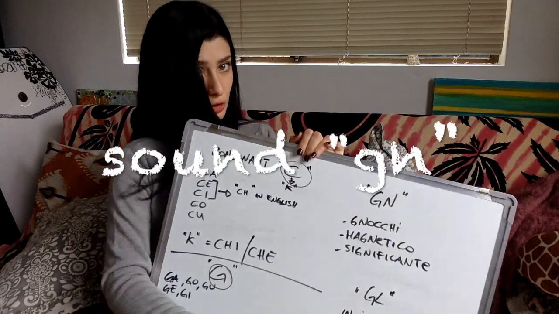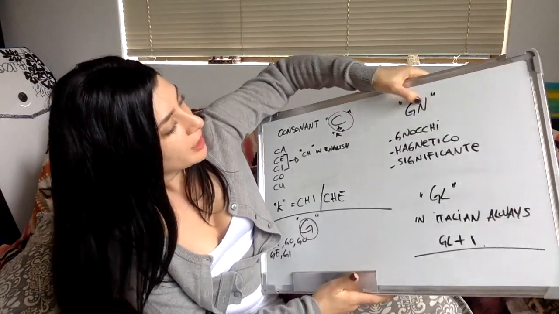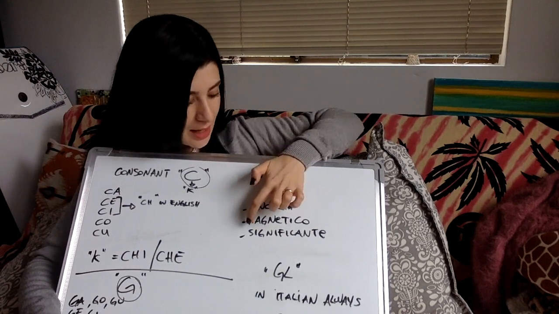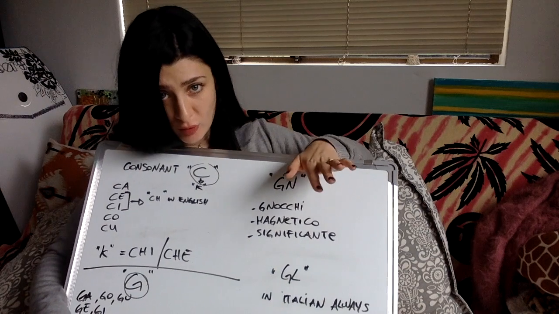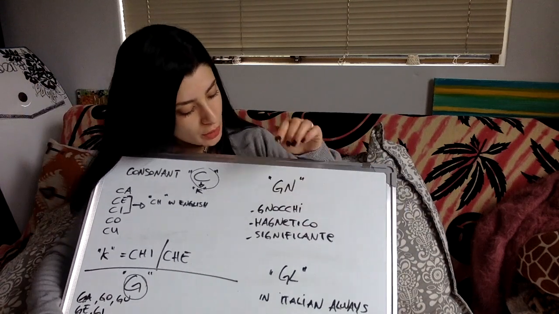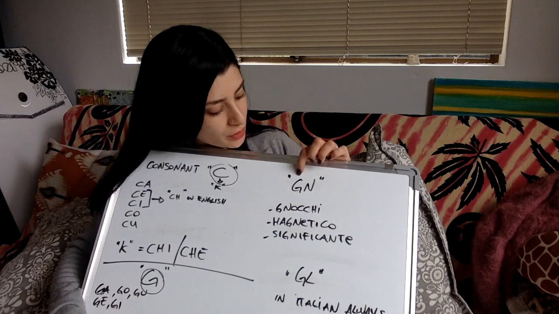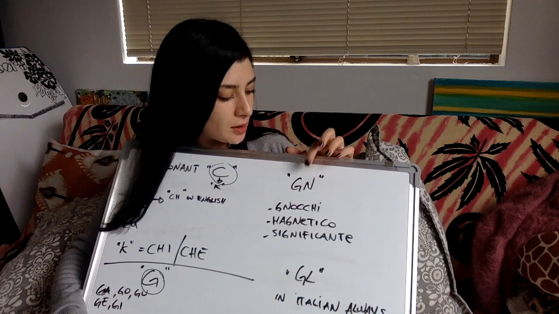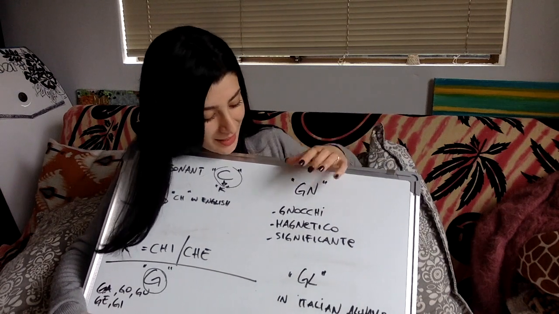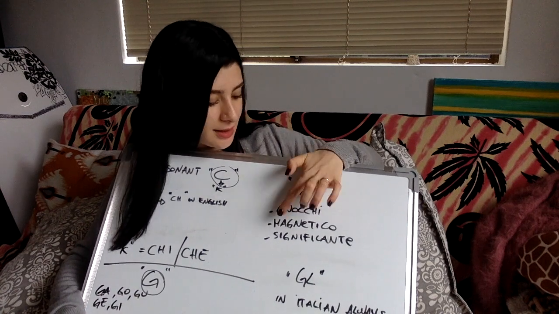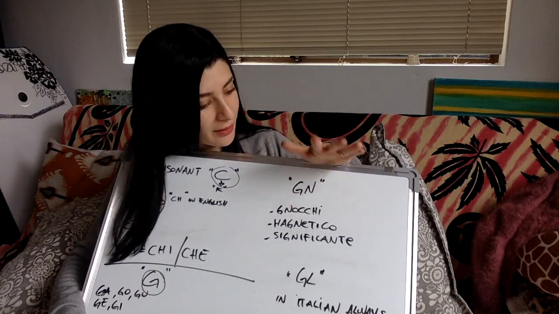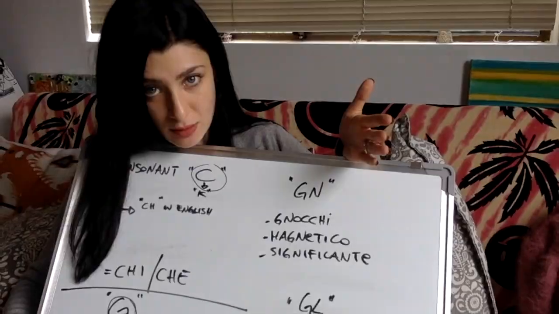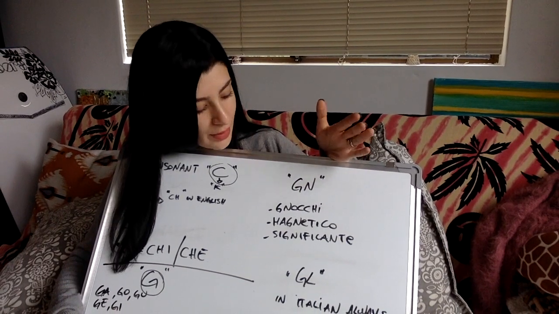And something else that I wanted to highlight was the sound GN, the sound for gnocchi, magnetico, significante, very different from the English sound, right? Why? Because you don't really link the two sounds. You just say gn. It's like you pronounce them separately. Gn, gn, gnocchi, right? Magnetic and significant. So you never have that new sound, okay? This is what happens in Italian. So remember.